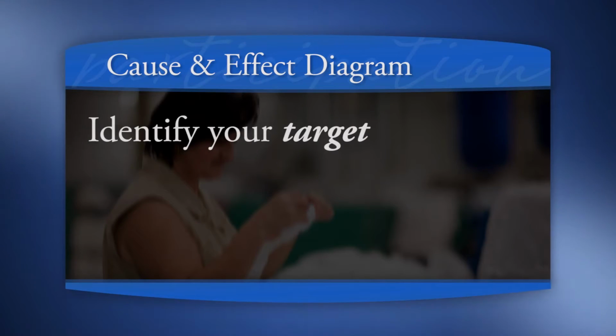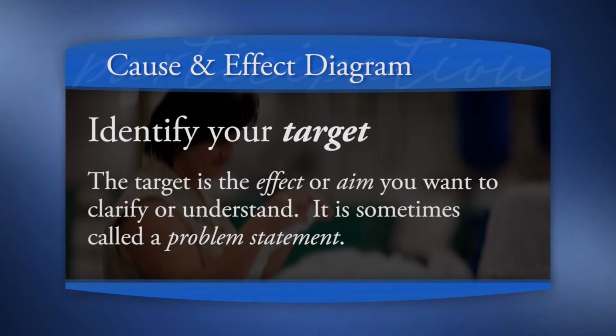It takes 3 steps to build a cause and effect diagram. First, identify your target. The target is the effect or aim you want to clarify or understand. It is sometimes called a problem statement. It helps if you keep your target tightly focused. Getting the aim of your cause and effect diagram right is worth some time and thought. This is often the most important step in generating a useful cause and effect diagram.